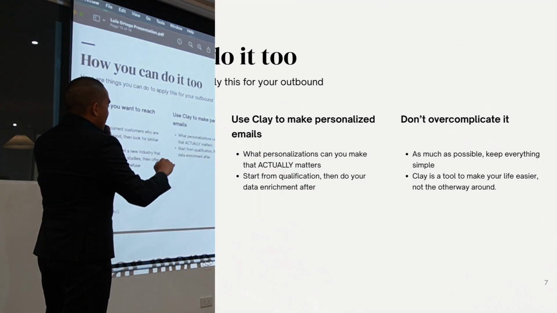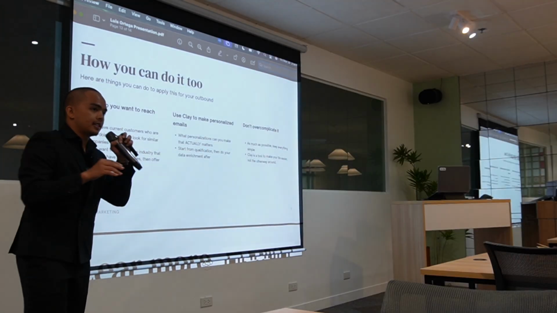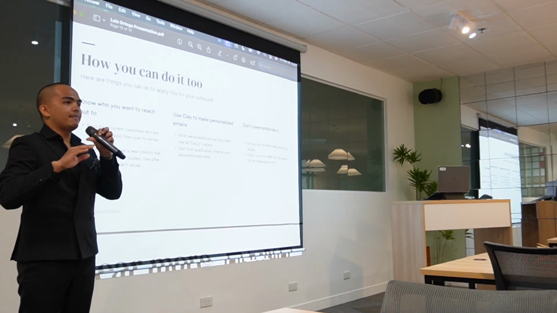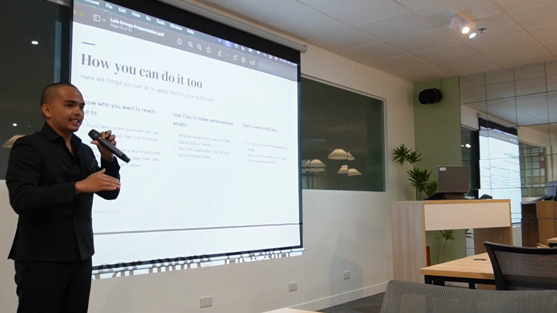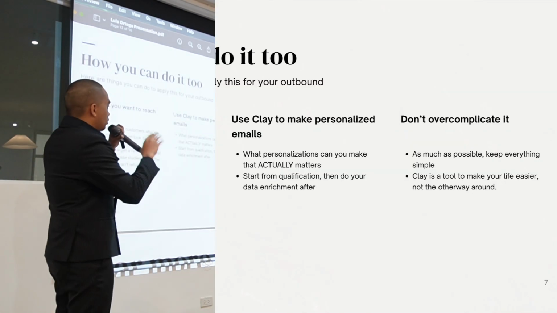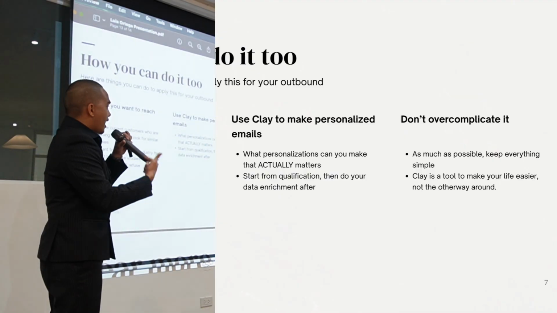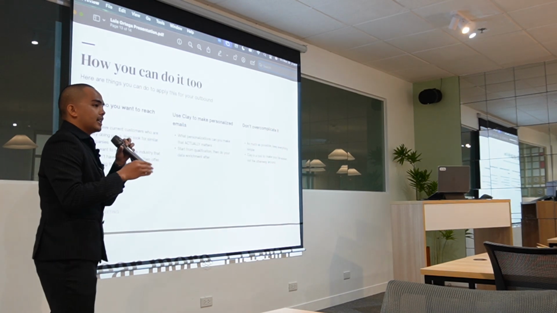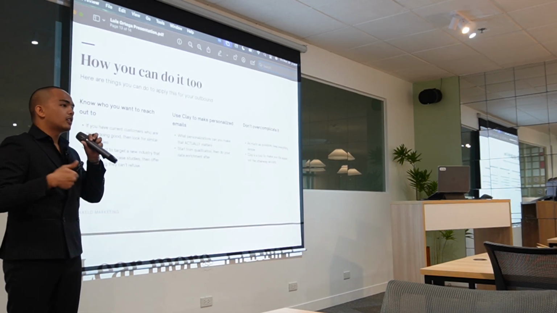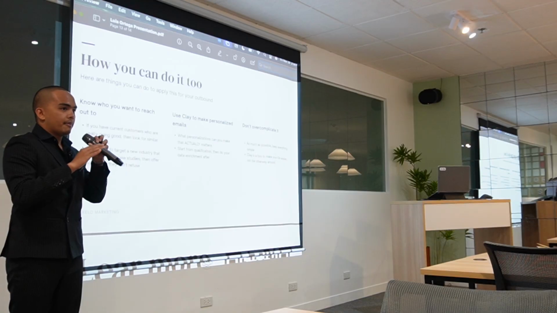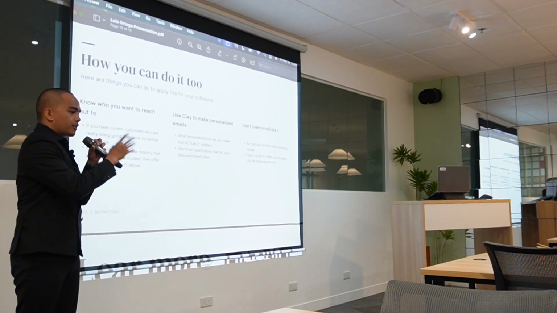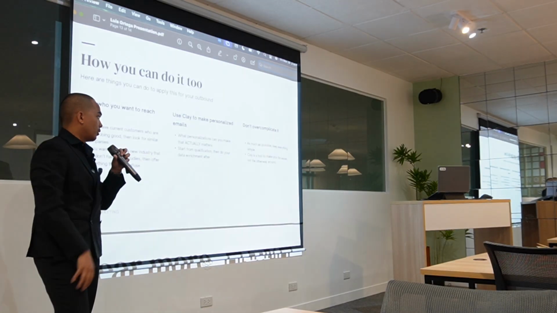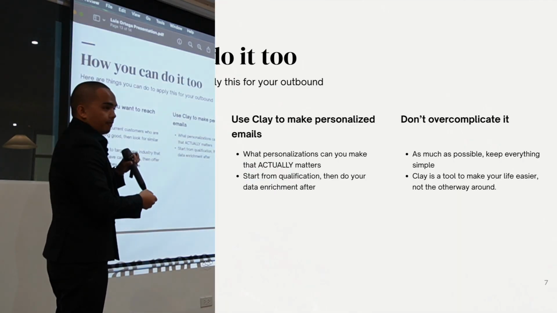Lastly, start from qualification, then do your enrichment afterwards, because you don't want to waste any credits or any money with OpenAI API keys enriching data that is disqualified, in short. And then lastly, don't overcomplicate it. With all of the things that I had mentioned here, it's not really something that will make your brain explode. I like to keep things simple because simple scales. And when I productize things, I try to keep it very simple because I know that if this works for a certain client, it will be very easy to replicate for other people too. And Clay is a tool to make your life easier, not the other way around.